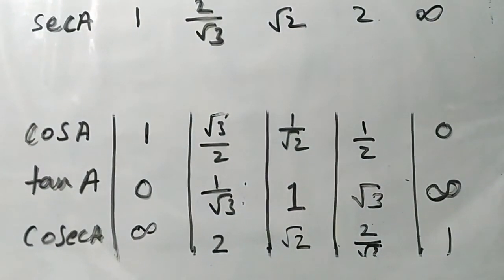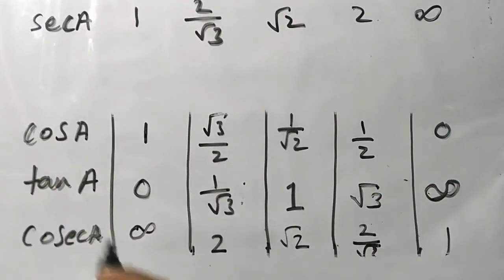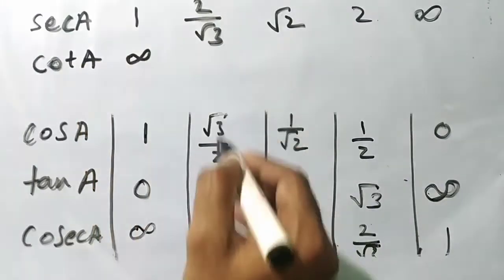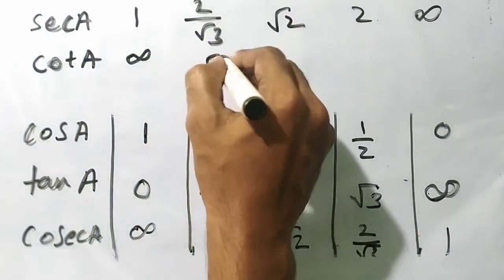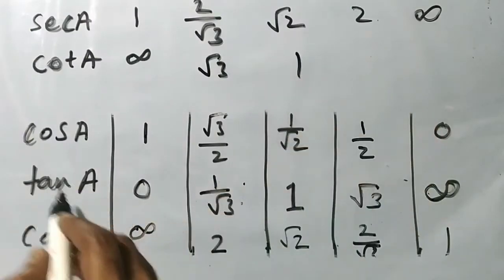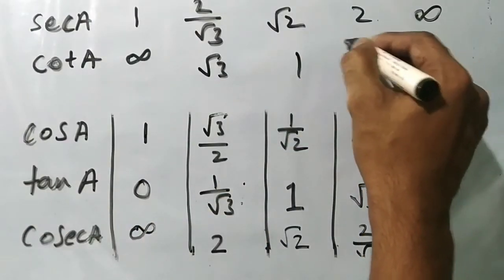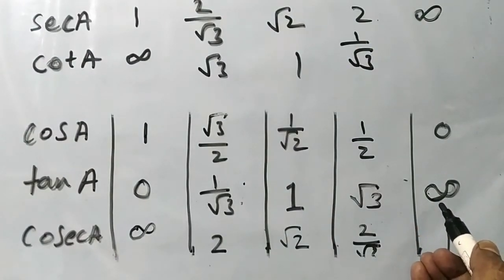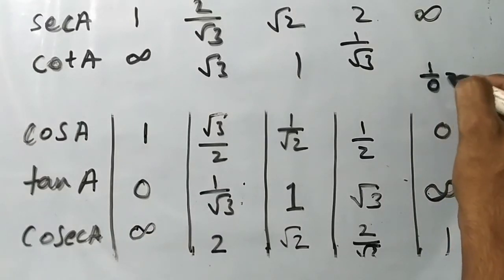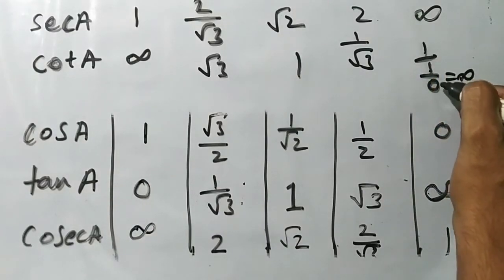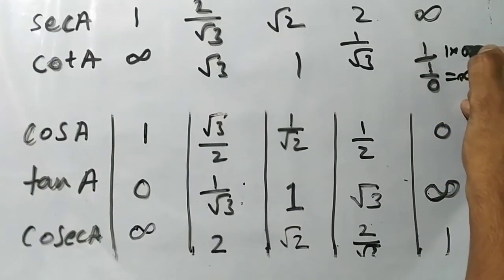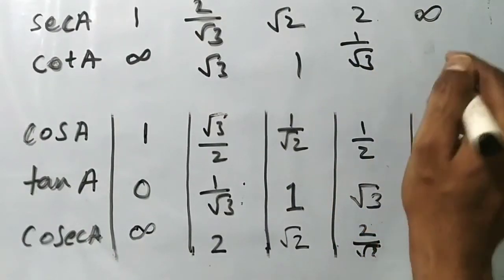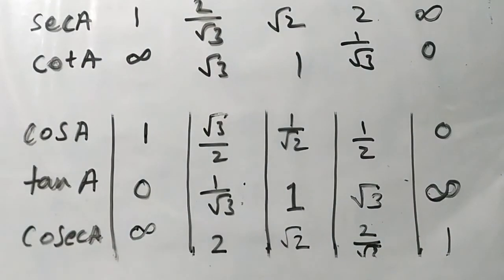And now tan and cot. Cot is nothing but 1 by tan. So tan 0 is 0, and 1 by 0 is undefined. And 1 by 1 by root 3 is root 3, and 1 by 1 is 1. 1 by root 3 can be written as 1 by root 3 directly. Then 1 by undefined, that is 1 by infinity, is 0. So the answer here is 0. So we got the trigonometric table.